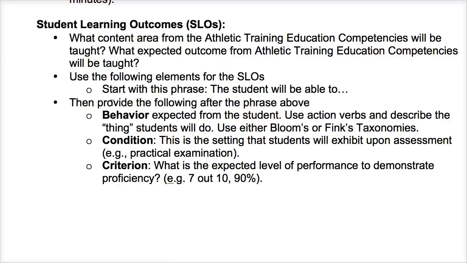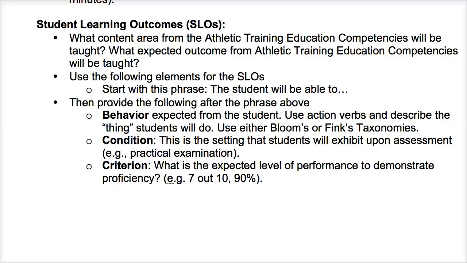I want your SLO to follow a certain pattern. You want to start your SLO with the phrase "the student will be able to." I've provided this information before in the Learning Goals Part 2 lecture back in week 3. I'll go over it again. In your SLO, you need to provide these 3 main areas: the behavior, the condition, and the criterion. The behavior is what do you expect from the students?